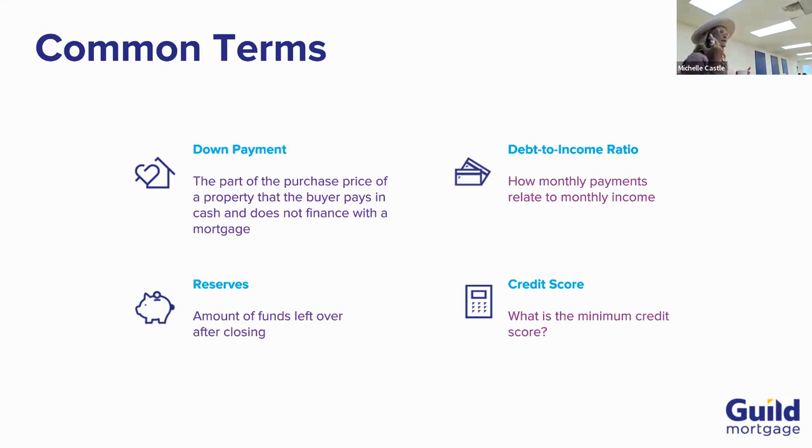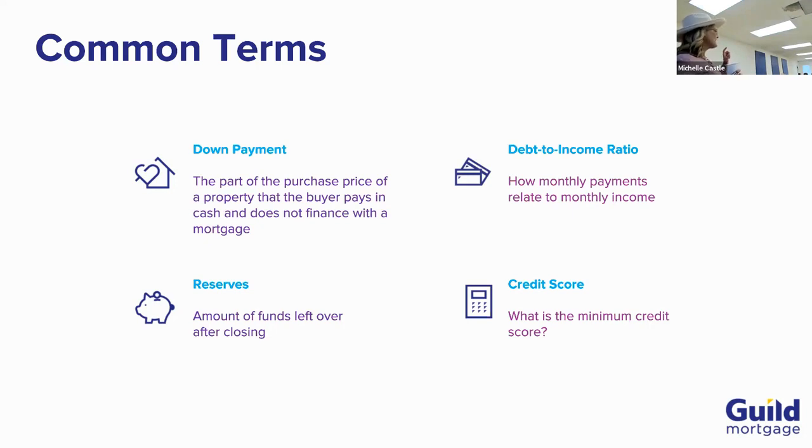And then credit score. What is the minimum credit score? Oftentimes people get really confused about credit scores. Well, I can't believe Guild's telling me I have a 621 credit score when Credit Karma's telling me I got a 668. Well, every one of those credit scoring models has different measurements for different information on your credit report.